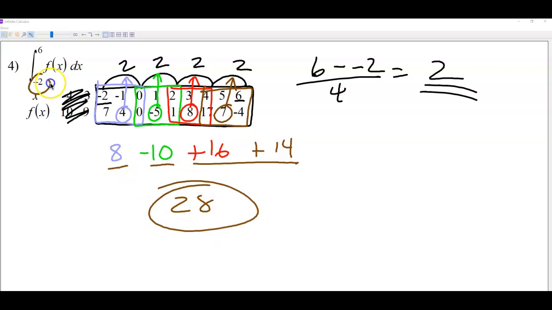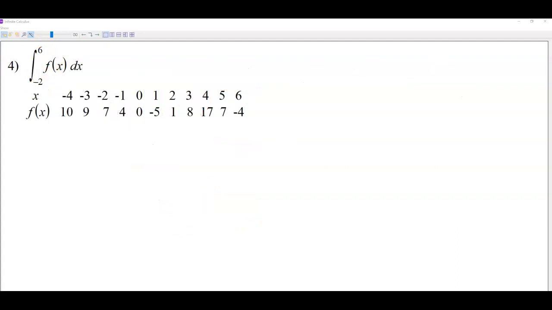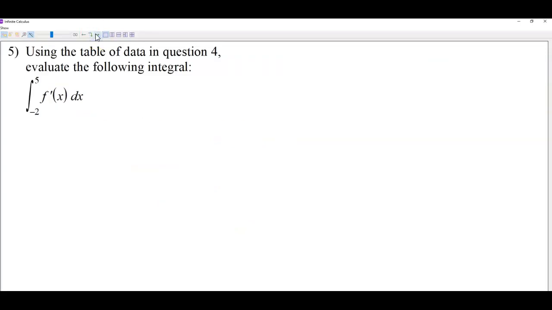So you've got to pay attention to these intervals that they're giving you. They may not be asking for the entire table. Be careful with that. The next question asks us to use the same table, but it's a different question. Okay, saying from -2 to 5, find f prime of x.